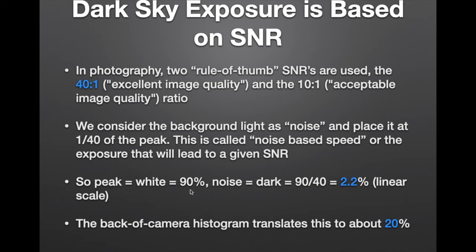So if our peak white is at 90 and our dark is at 90 divided by 40, it means that we want to set our dark level, or I should say our background noise level, to 2.2% on the linear scale. And if you're using a DSLR, this is stretched a little bit, so you will see that position at 20% of the linear, 20% of the histogram on the DSLR.